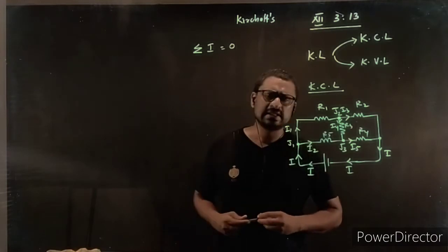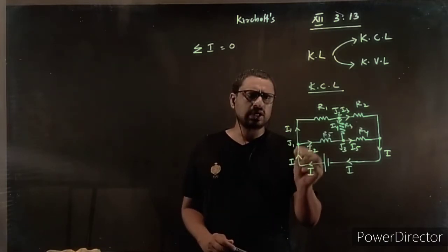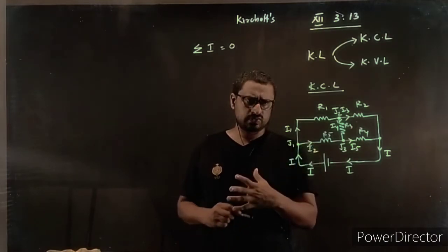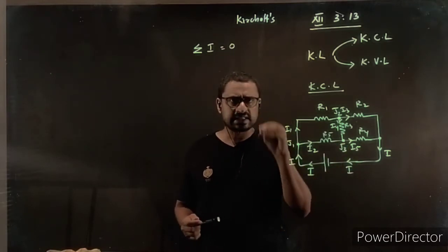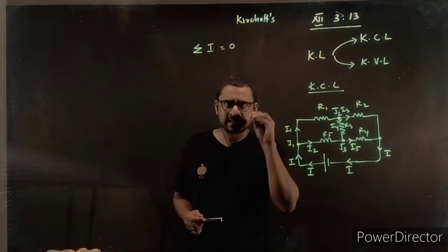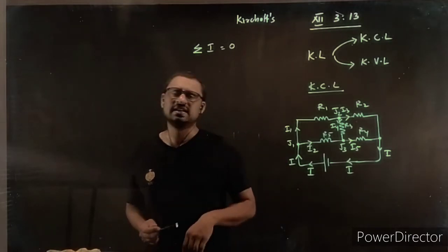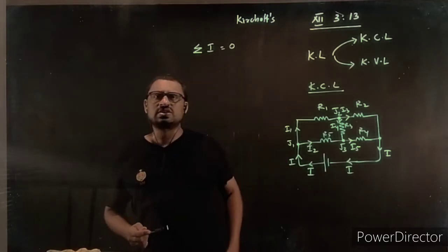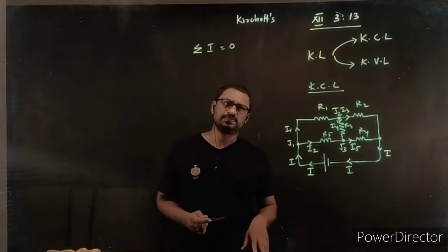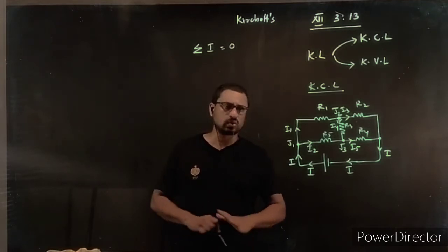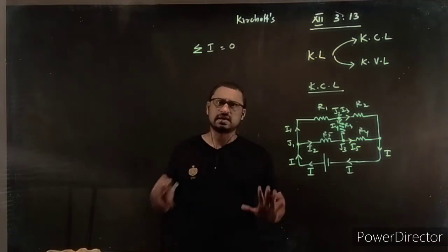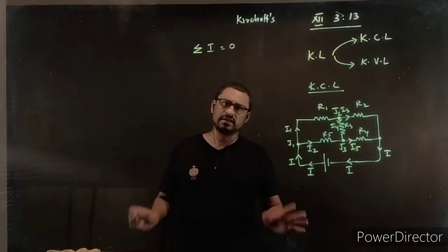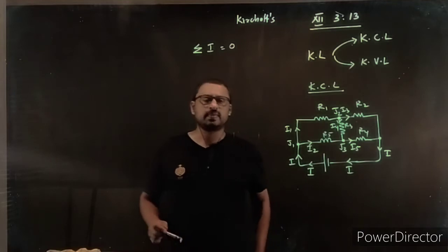Actually, what do you mean by that? The total current entering will be equal to the total current leaving, so that no current exists in the junction. Or there is no charge residing at the junction. The total charge flowing is conserved. There is nothing residing anywhere.